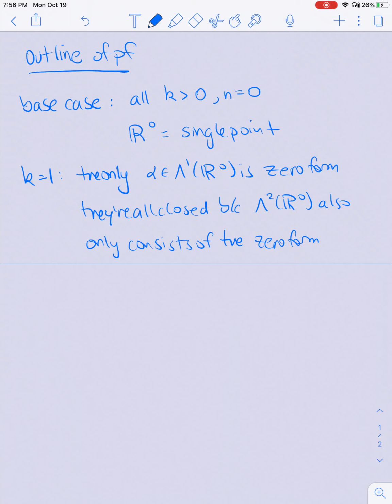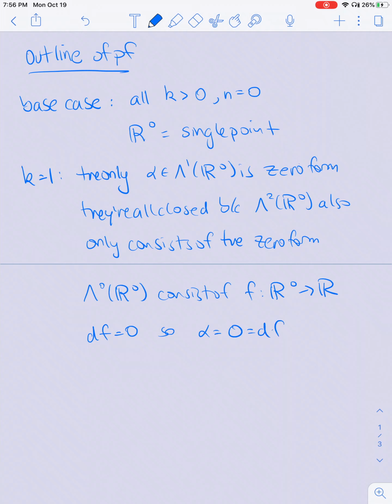So what are the 0 forms? The 0 forms on R0 consist of functions from a point R0 to R, i.e. just numbers. Basically every function is just a number. All of these functions don't vary because they're constant, since R0 consists only of a point. So d of such a function is always 0. So alpha is equal to 0, and it's equal to d of any function from R0 to R. So alpha is exact.